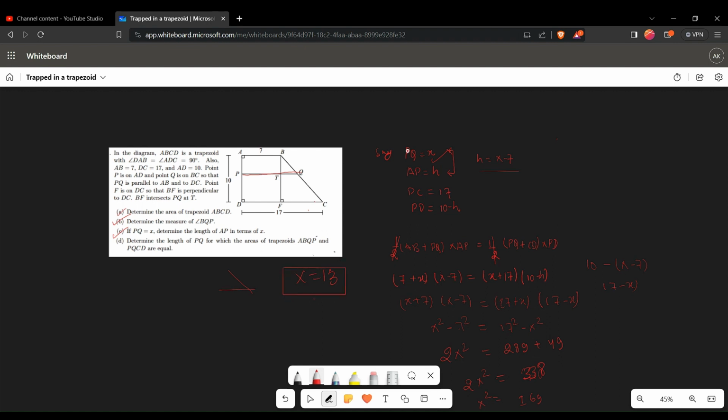I hope you enjoyed the solution of this problem, and let me put here the answers of all parts. It is 120 unit square, second part is 45 degree, third part is h equal to x minus 7, and the fourth part is 13 unit.